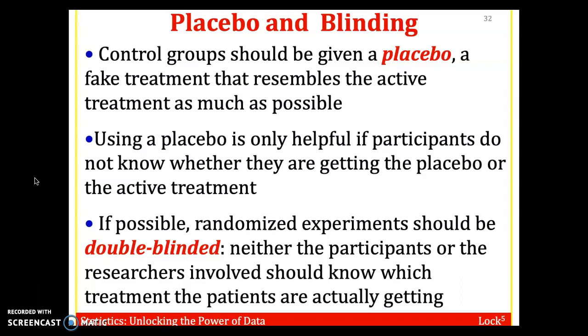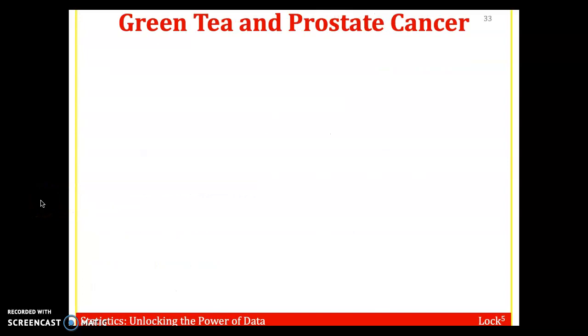It's good for the researchers not to know either, because there might be some subconscious or implicit bias in the way the researchers let the groups know if they got the treatment or not. So there would be a third party that would know which group is which, but the researchers themselves would not know which group is the control in a double-blind study. Okay, so here's a good example of showing this.